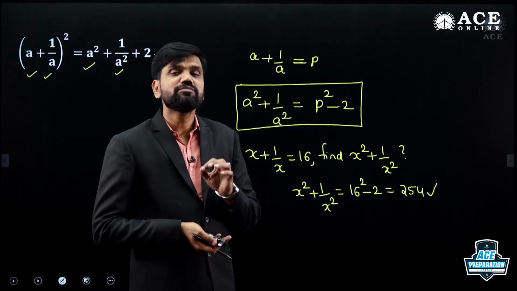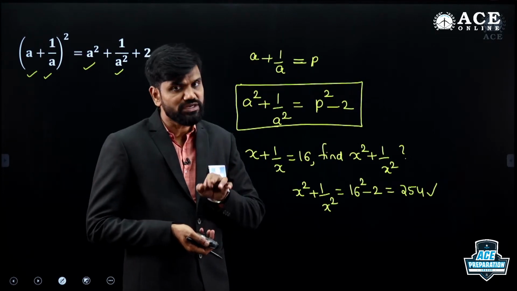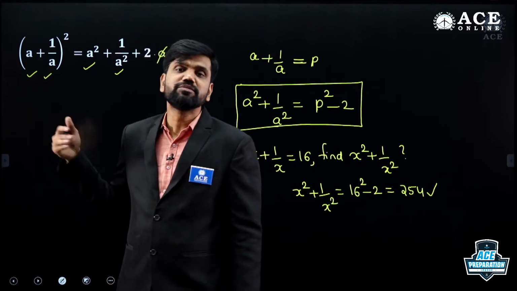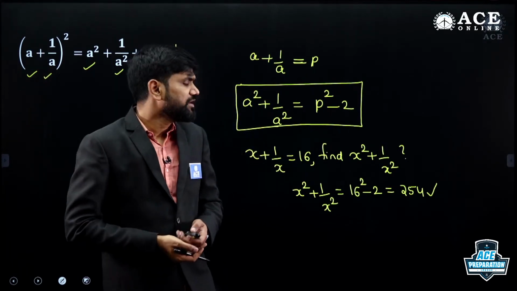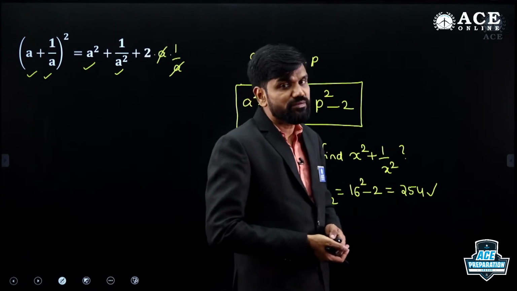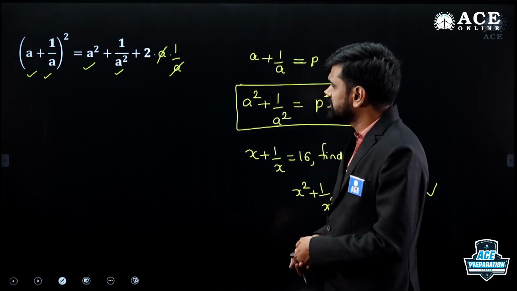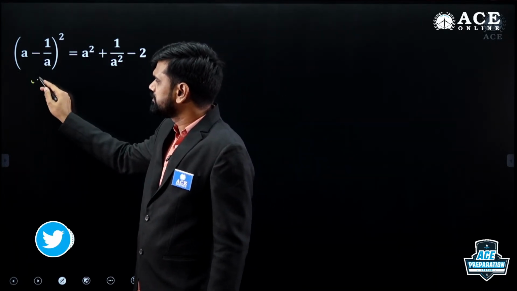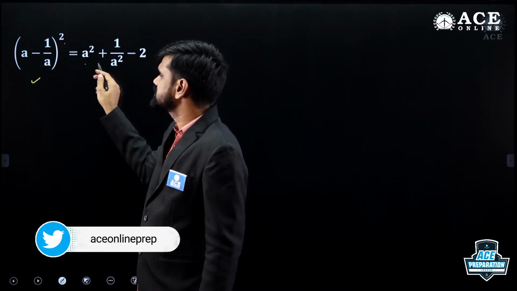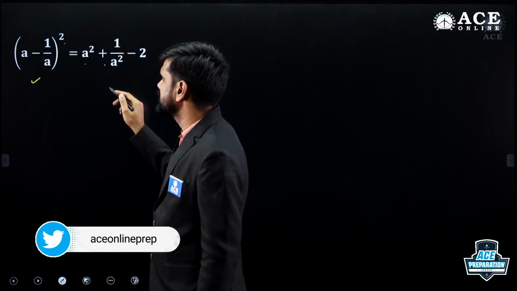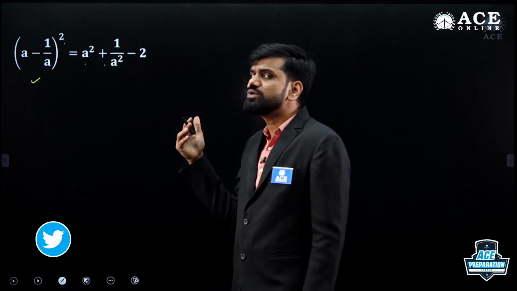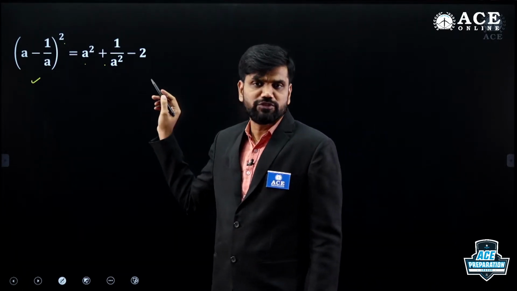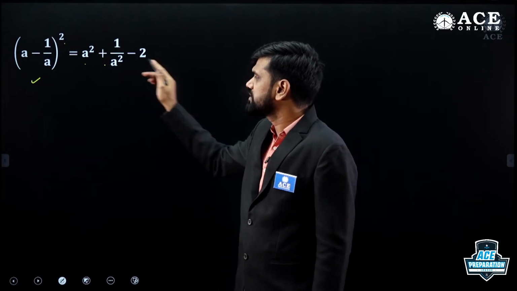I repeat, don't blindly memorize it without knowing how it has come. If you can relate it to this expression here, you can easily memorize this one. Similarly, you may be given a minus 1 by a. Let us go ahead with that. A minus 1 by a whole square is equal to a square plus b square minus 2ab. In place of b, I have 1 by a. Here ab is nothing but a into 1 by a, that will get cancelled, you are left with 2 there. Hence I can say that a square plus 1 by a square.